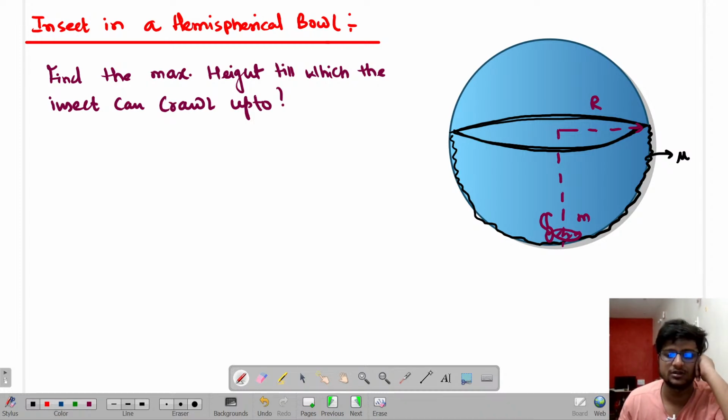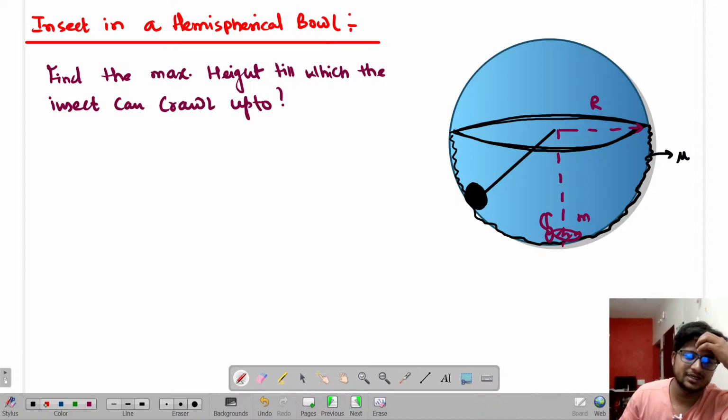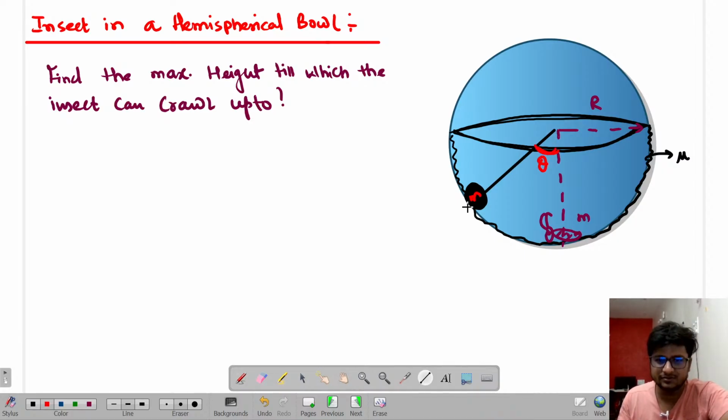Look over here guys, this insect is crawling. Imagine that till here it crawls, this is its maximum height. It comes over here and this is its maximum height till over here. Got the idea or not? And let's suppose its mass is m. At that time it makes an angle theta over here. Its weight is mg.